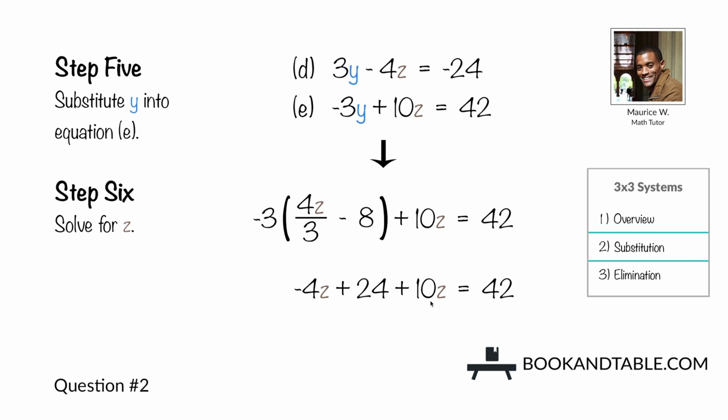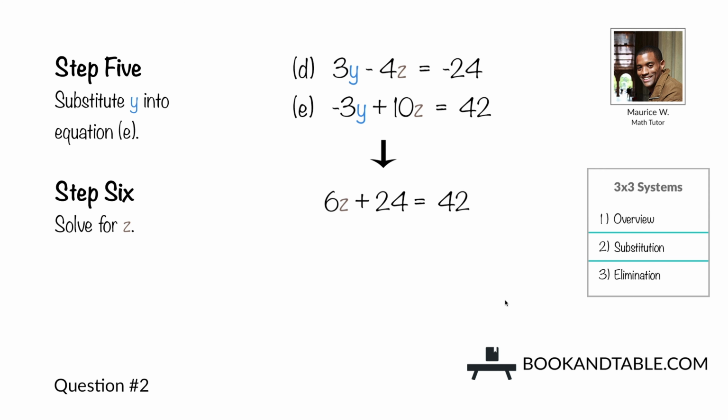We combine our like terms, positive 10z and negative 4z, to give us positive 6z plus 24 is equal to 42. And now we'll subtract 24 from both sides, giving us 6z is equal to 42 minus 24, which is 18. And now we divide both sides by 6 to give us z is equal to 18 divided by 6, which would be positive 3.